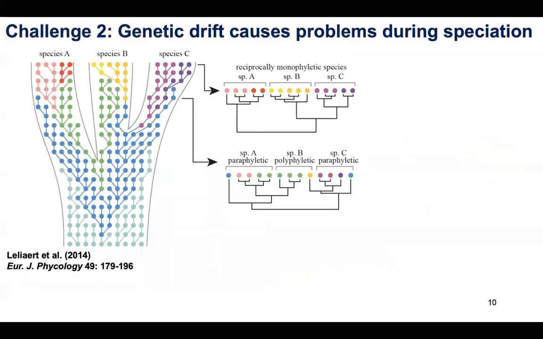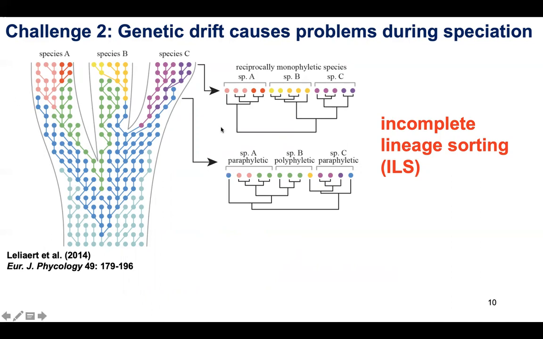Now, the second challenge is related to genetic drift. And I'm sure you're familiar with genetic drift in population genetics, but it also can create issues for phylogeny estimation during speciation events. And there's a phenomenon called incomplete lineage sorting, which we always abbreviate ILS, which happens during speciation events.